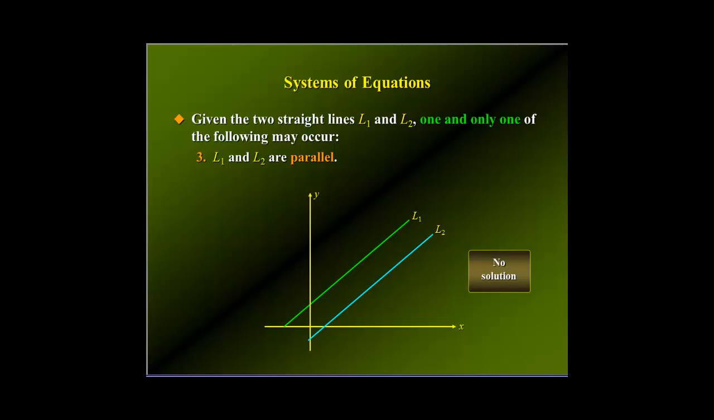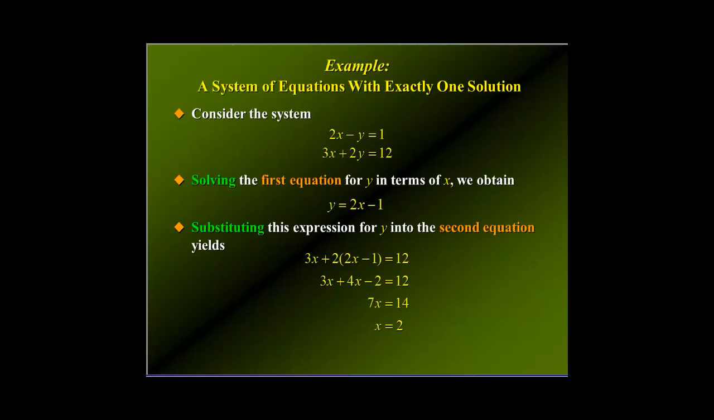So now we are there. L1 and L2 are parallel, which means that there is no solution, because they are not cutting each other. So three things we discussed: the unique solution, infinitely many solutions, and no solution. Now we proceed.